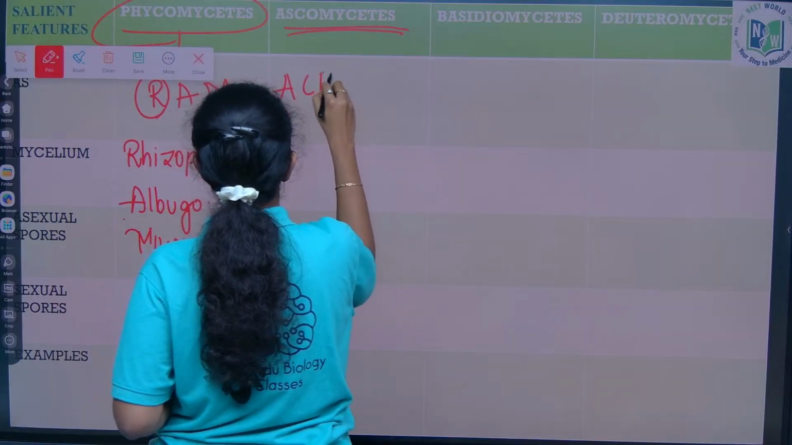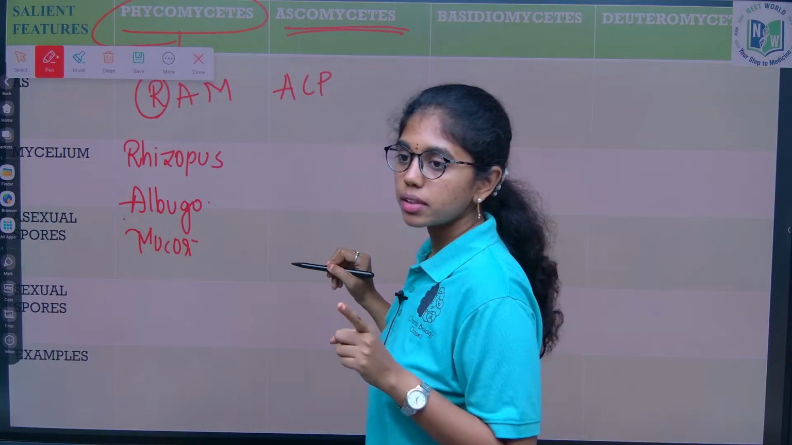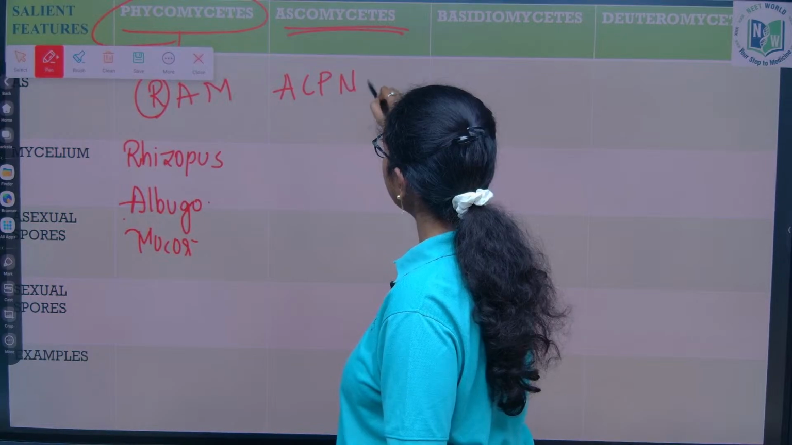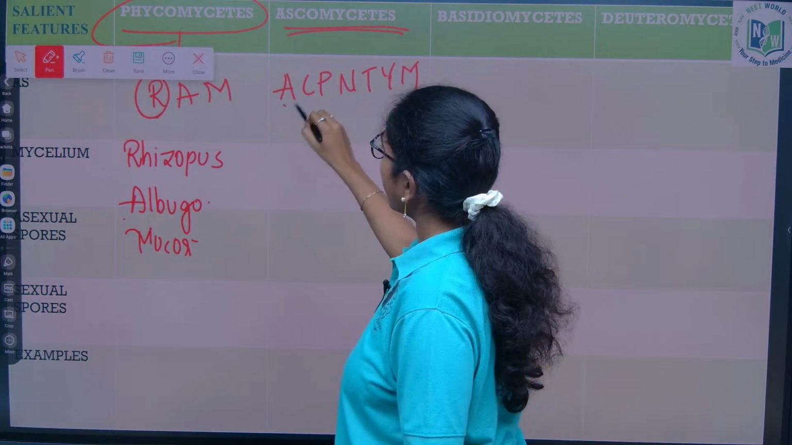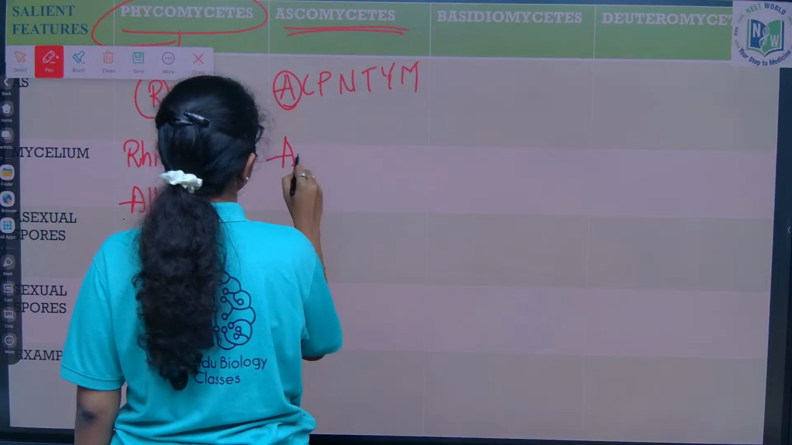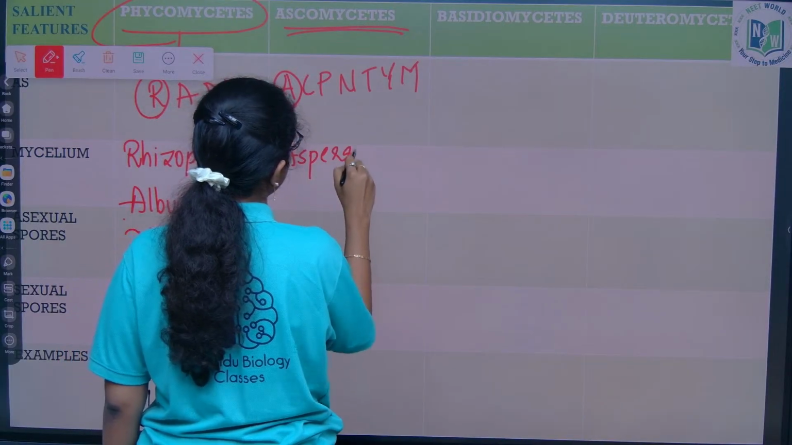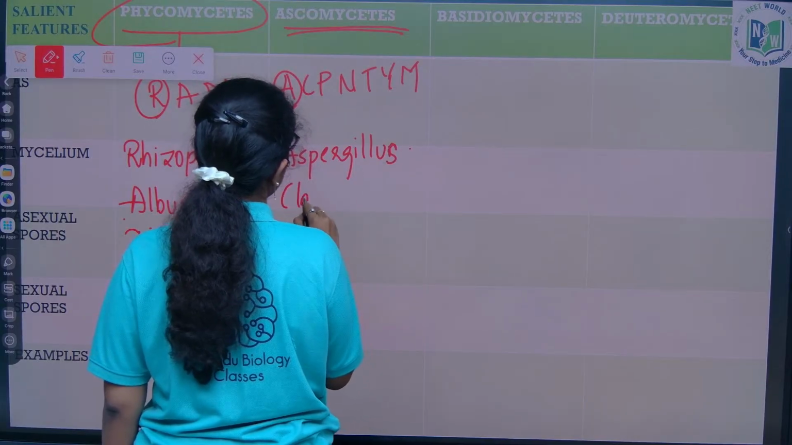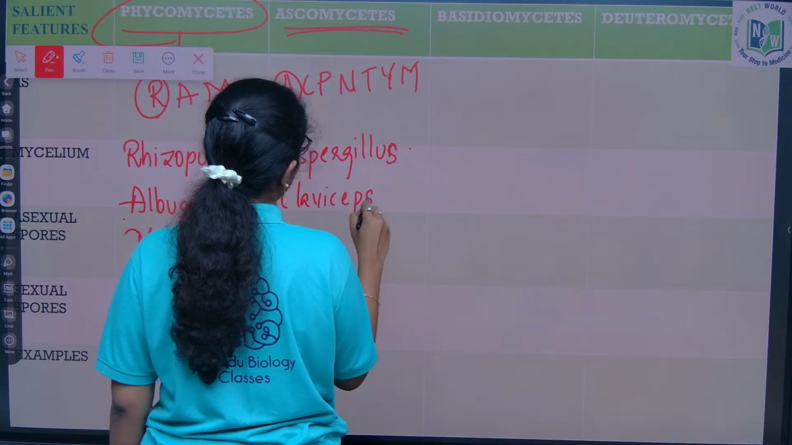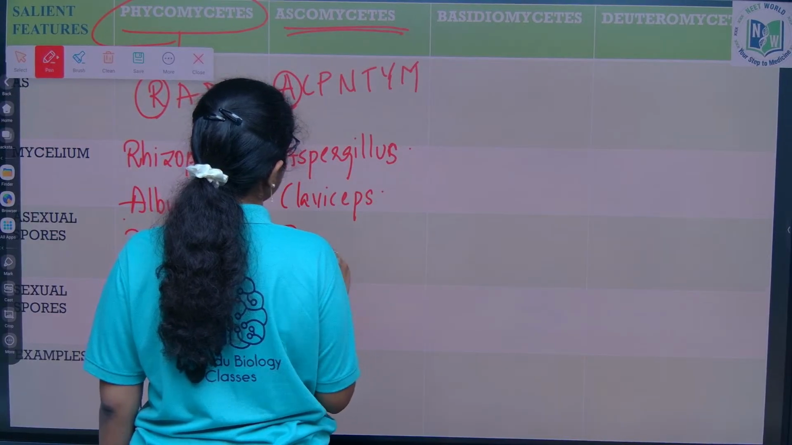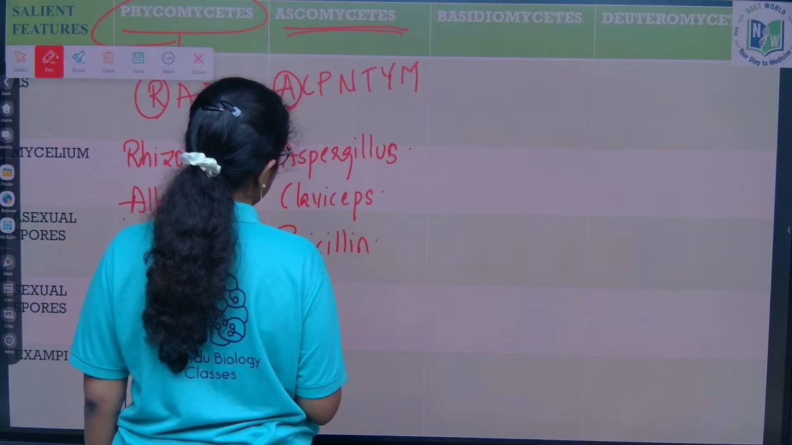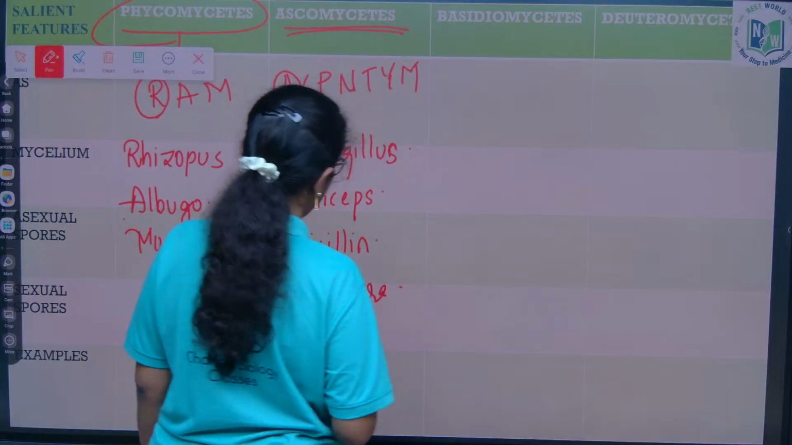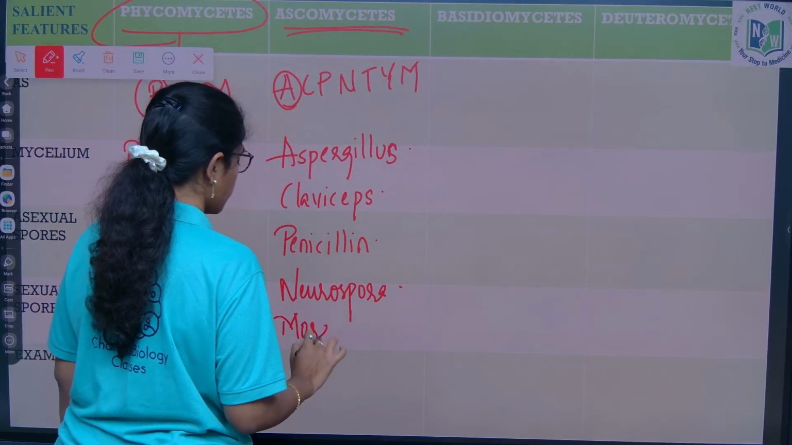Remember the mnemonic first, right? Did you take down the mnemonic at least? Are you taking down the mnemonics? ACP and NTYM. Aspergillus, Claviceps, Penicillium, Neurospora, Truffles, Yeast, Morels. Morels and truffles.